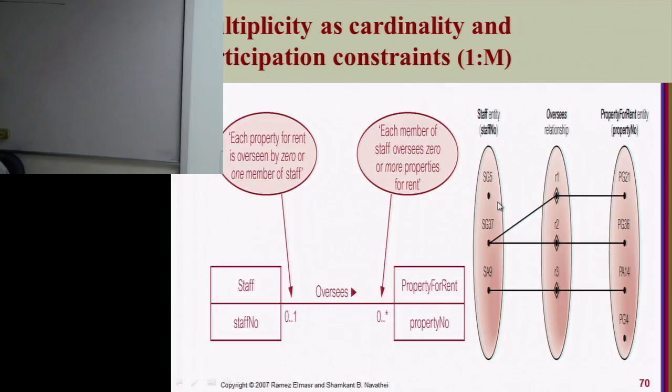This one, SG5, is taking the 0. It's not managing anything. It's not overseeing anything, right? However, SG37, for example, is overseeing what? Many. Overseeing many. One is also possible. When we say many, it means one or more. So this one is overseeing one property. This one is overseeing many properties. This one is overseeing nothing. It's taking the 0. Okay?